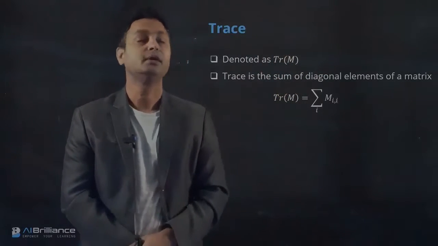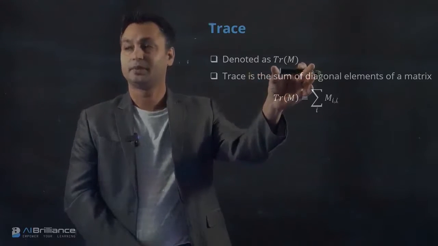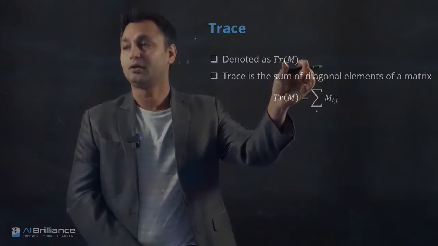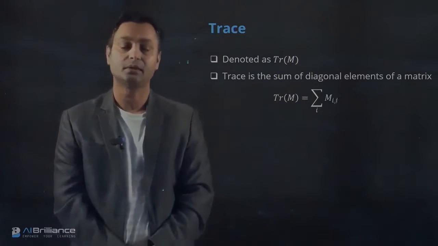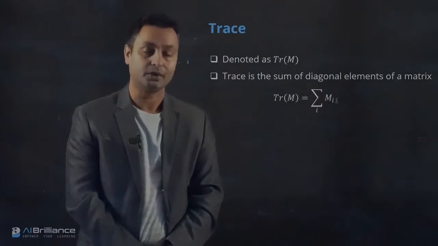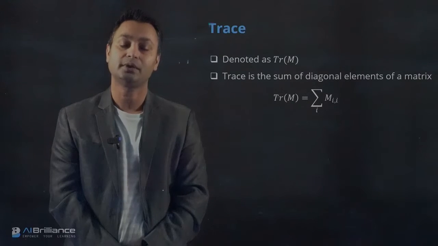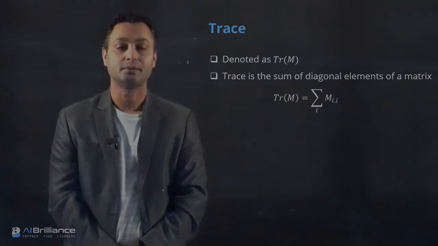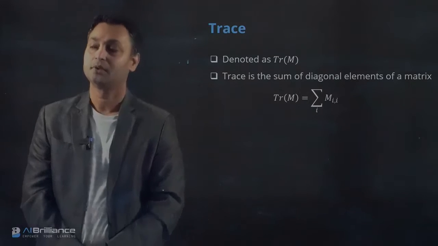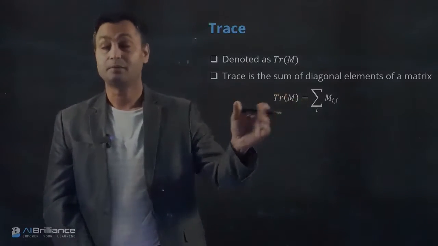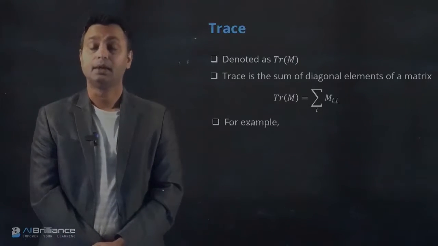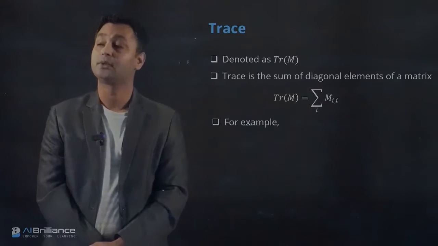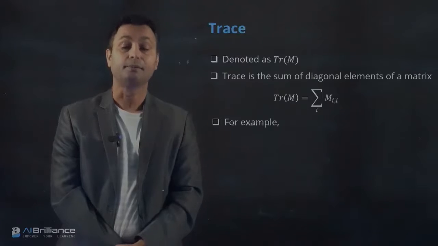trace. Okay. The trace of a matrix is written as trace in round parentheses, M, and is essentially the sum of the diagonal elements of a matrix. So whenever you have a matrix, find the diagonal elements of the matrix and sum them together, and once you sum them, you arrive at the trace of that matrix. Okay. So let's take an example problem and understand how to compute the trace of a given matrix.